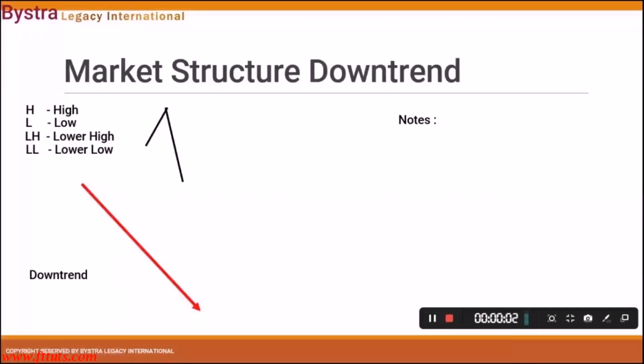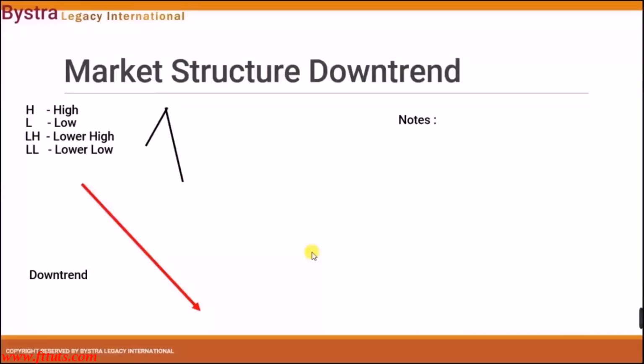Now let's look at the market structure for downtrend. Same as the uptrend, you need to identify and know the high, the lower high, and the lower low. For a downtrend, price will move in a downtrend motion, where price will create the high, low, price pulls back, creates the lower high, and breaks the previous low. This will be marked as your new lower low.